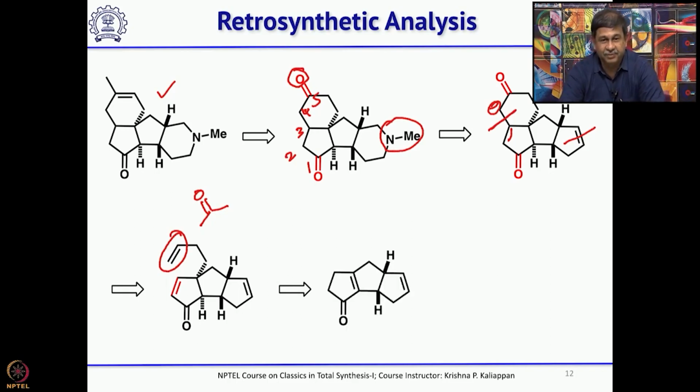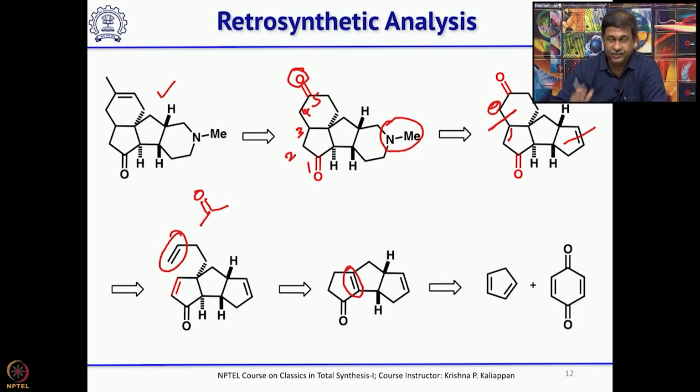And this of course can be obtained from this tricyclic compound where you have an enone, and one can think about using another Michael addition to introduce this 4-carbon unit. And this of course can be obtained from cyclopentadiene and benzoquinone. So that is why I thought I should discuss this. If you look at this whole synthesis, it also goes through the triquinane moiety.